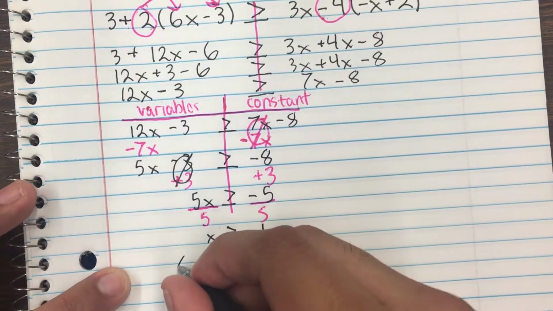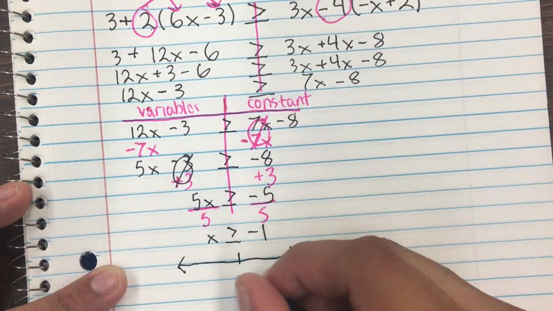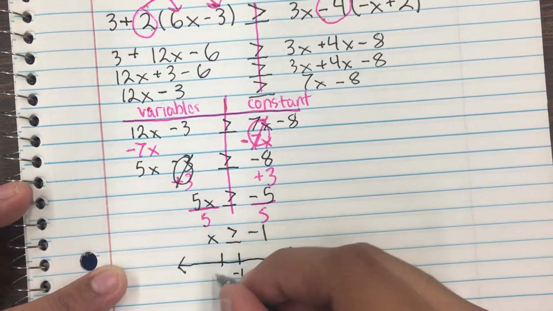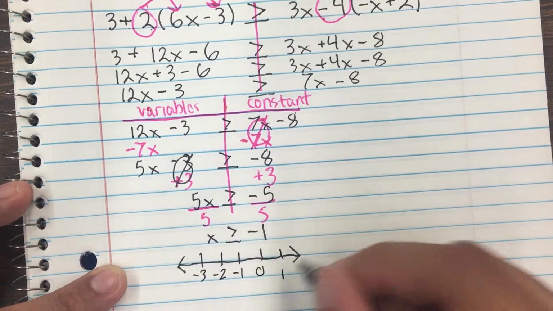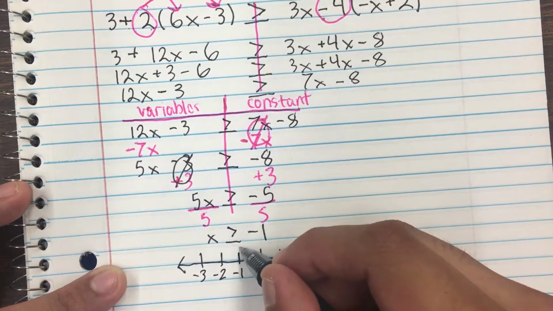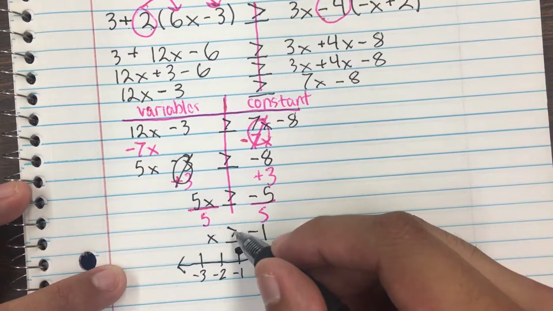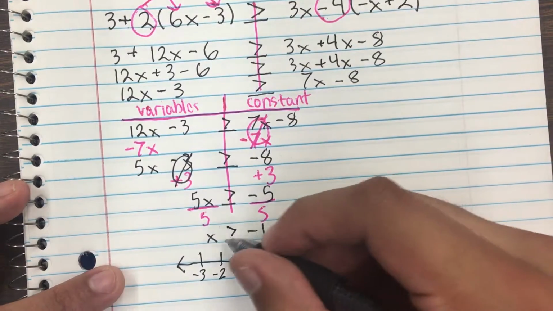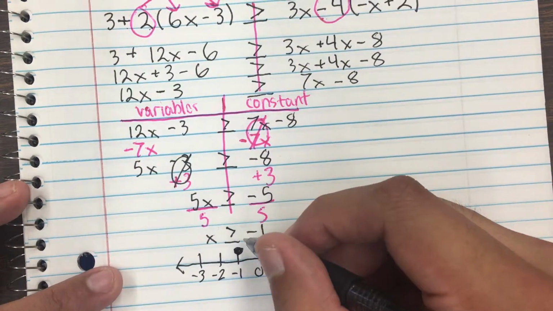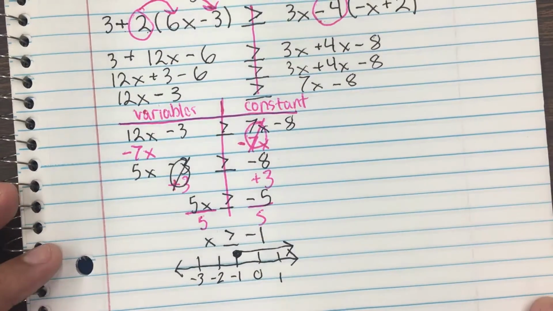Now let's just draw our solutions. Negative 1 is at the center of attention. Negative 2, negative 3, 0, 1. We're going to use a closed dot since negative 1 is a solution to this. Negative 1 is greater than or equal to negative 1, true. Now 0 is greater than negative 1. Yes, so let's go this way.